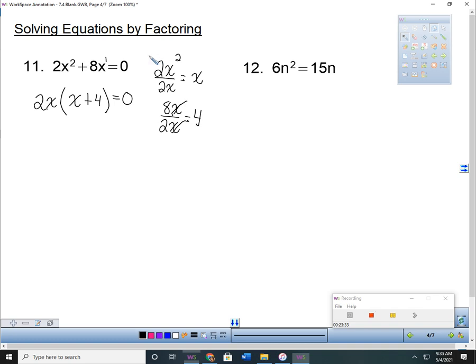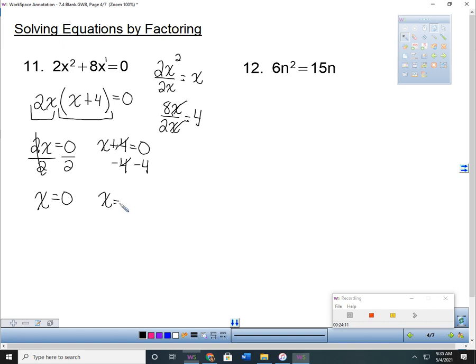equals 0. So now this is exactly what we had towards the beginning of the lesson, right? We have one factor times another factor equal to 0, so we're going to set both of those factors equal to 0. And we're going to solve for x. So I divide by 2. 0 divided by 2 is 0. And I will subtract 4. So x equals negative 4.